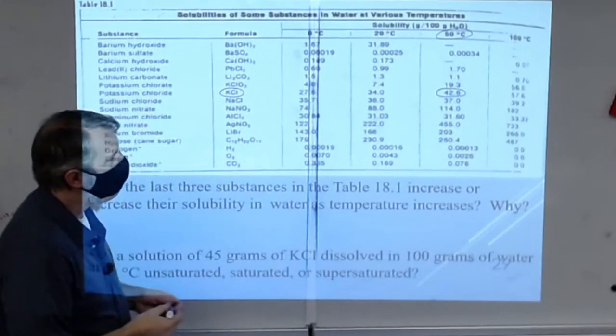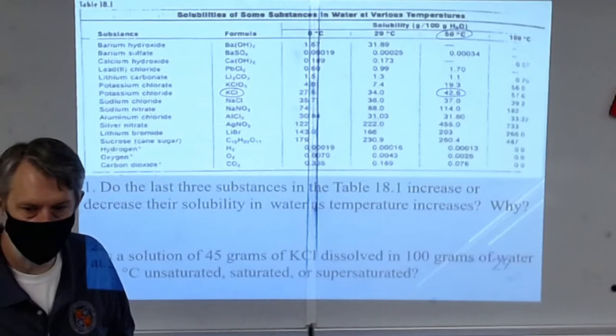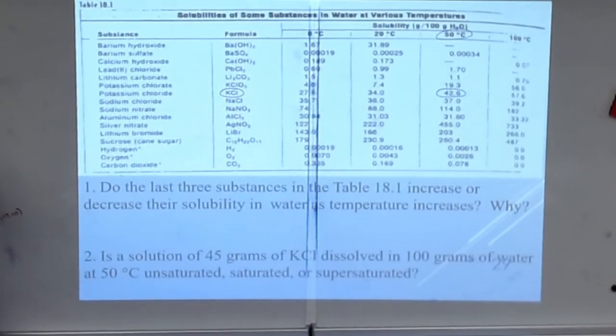So if I had 42.6 grams of potassium chloride in 100 grams of water, that would be considered saturated. That's as much as water could possibly hold. So if I happen to have dissolved 45 grams, this would be considered what kind of solution? This would be supersaturated, because the number I have successfully dissolved is higher than what I'm supposed to be able to dissolve. Is that good? All right.